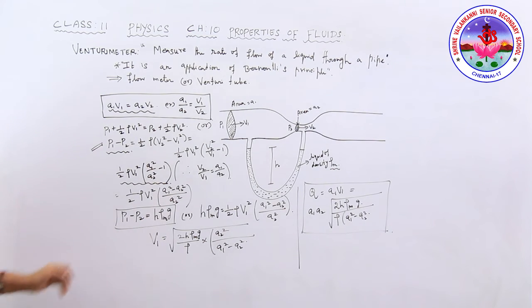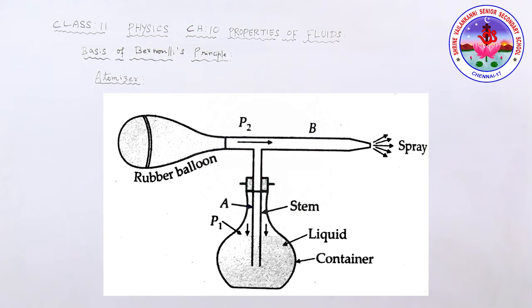Okay students, this is the diagram of an atomizer. This helps to spray the liquid. It works on the principle of Bernoulli's theorem. See the diagram, children: the essential parts of an atomizer are the rubber balloon and the spray, which moves through the B part. How the spray works, we'll see.